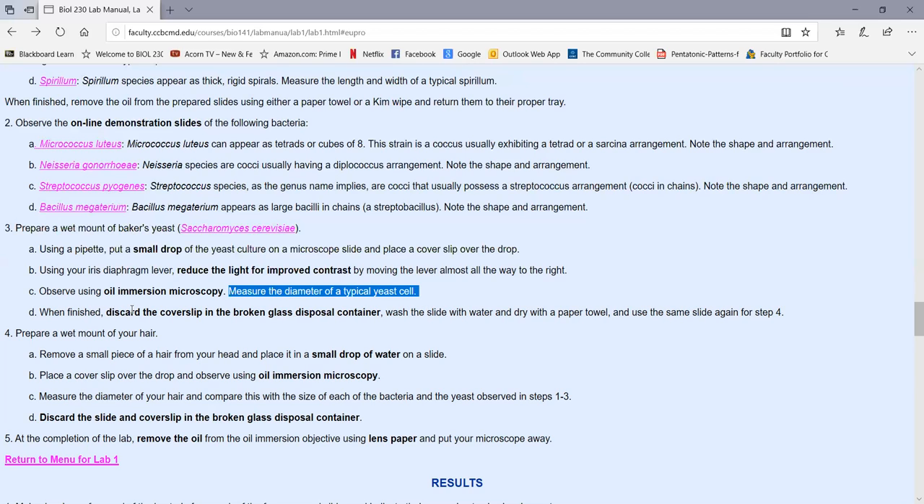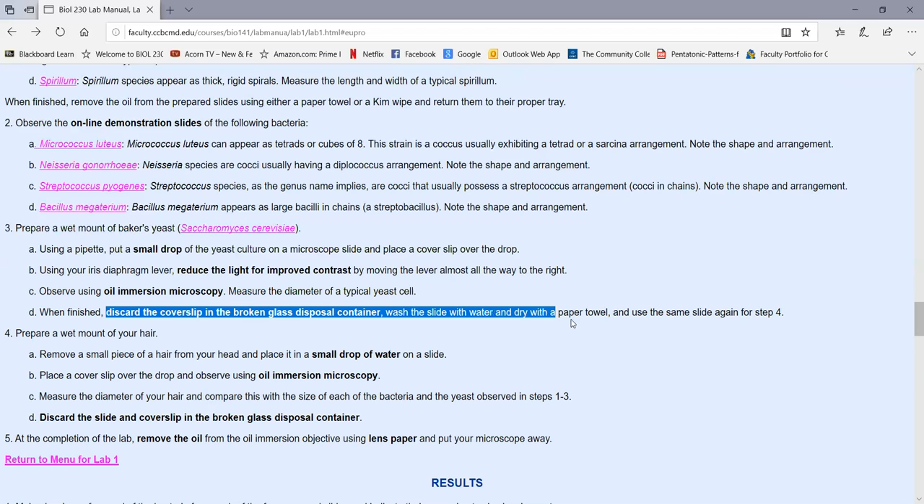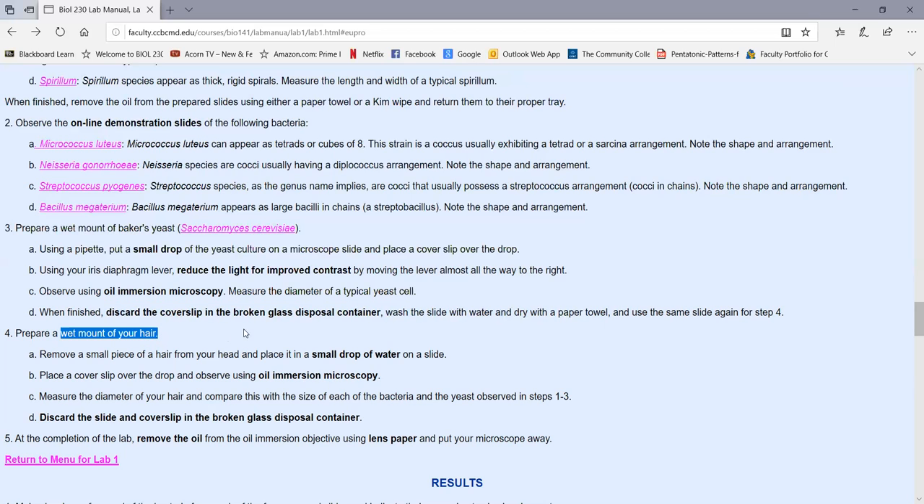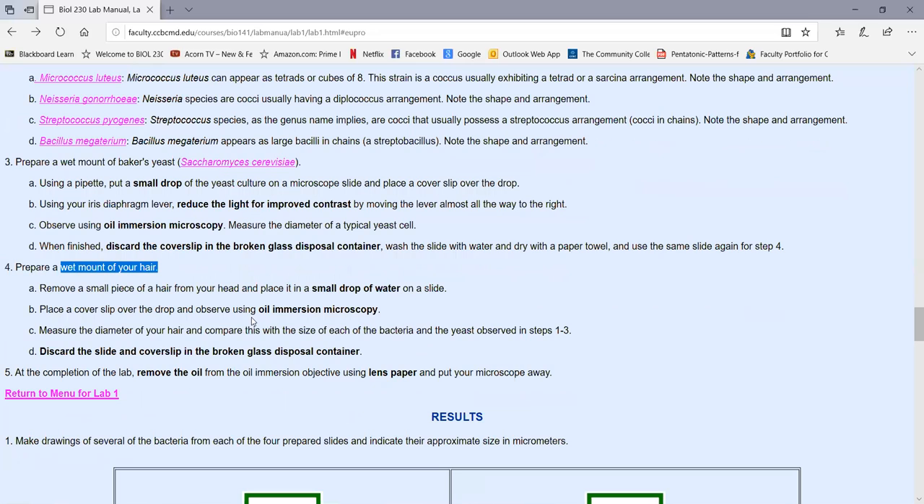Now, if you finish the yeast slide, discard the cover slip in the broken glass disposal container, wash the slide with tap water, dry it with a paper towel, and you can use the same slide for step four to make a wet mount of your hair. We may or may not have time to get to that depending on how quickly you focus and how long you have to wait for me to come around and check you off. But if you have time to do the hair, do it because it's interesting.